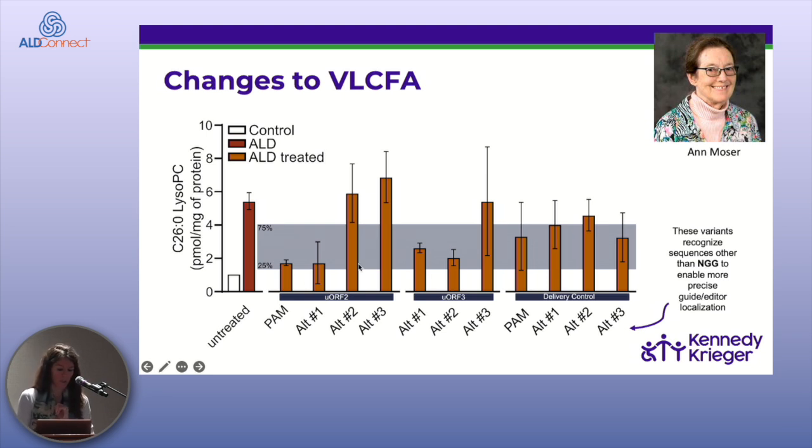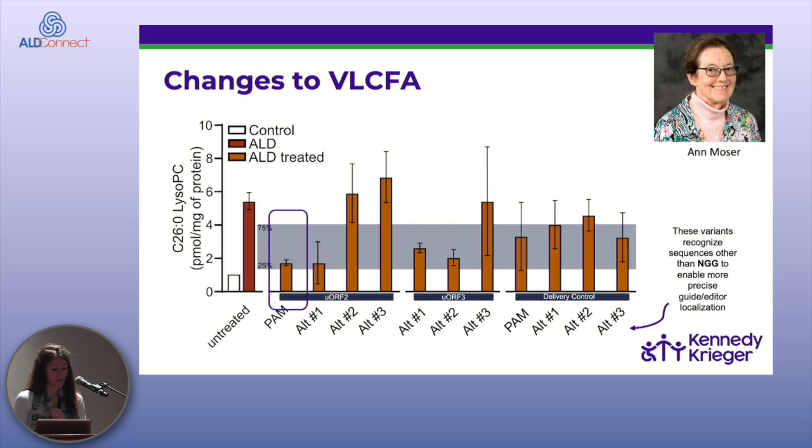Again, we have a control and then an ALD comparing the white bar to the red bar. We have an increase in very long chain fatty acids for our patient cells. And then with a number of different conditions, looking at 4 different conditions within uORF2, 3 different conditions within uORF3, and then we have our delivery controls here, just looking at what happens if we put these complexes without a guide into cells. Do we get some changes here?